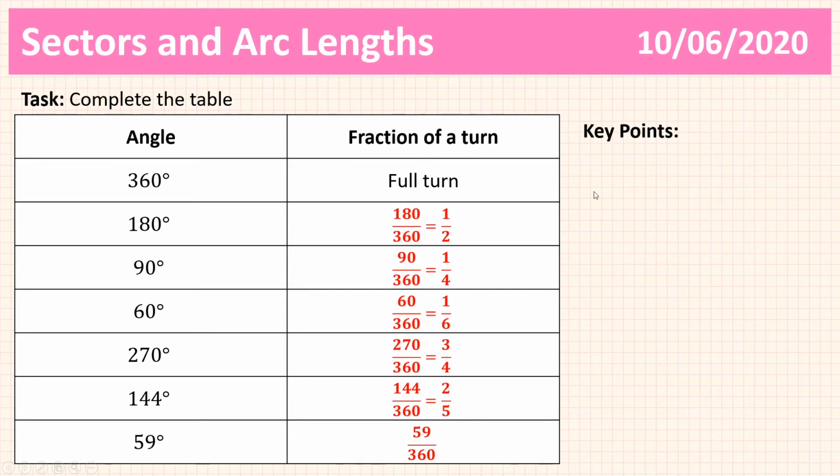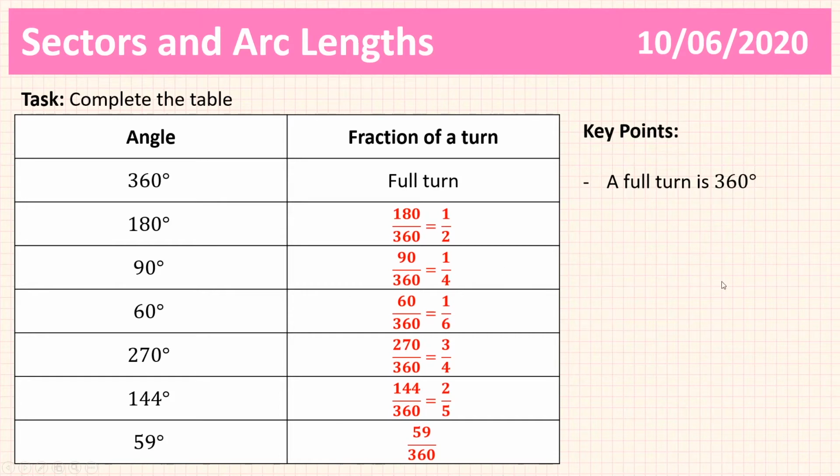So from this table, what are the key things that we can take away about how to work out what fraction of a turn some degrees are? So let's have a think. The first thing we know is that a full turn is 360 degrees. That's a key thing we need to understand, because if we know this, we can then work out what fraction of a turn any amount of degrees is.